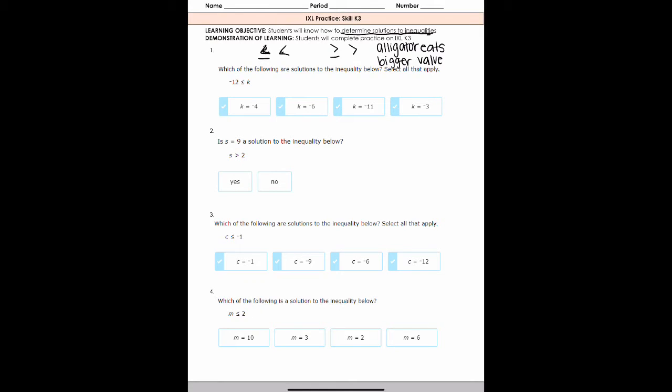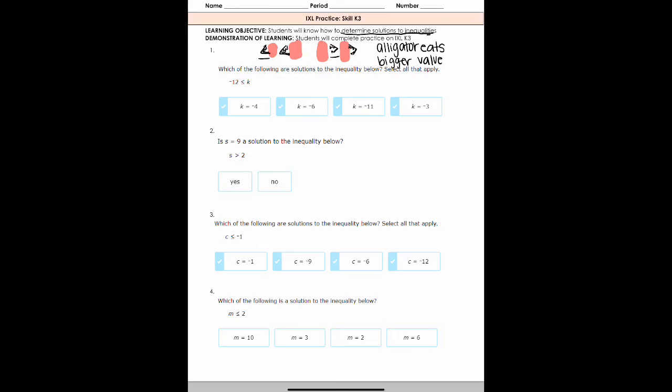So for these first two, they are eating to the right side, so whatever number is over here will be the bigger number, as opposed to the ones that are eating the left side. These numbers right here should be bigger. So that's what we have to think about whenever we are setting up our inequalities.